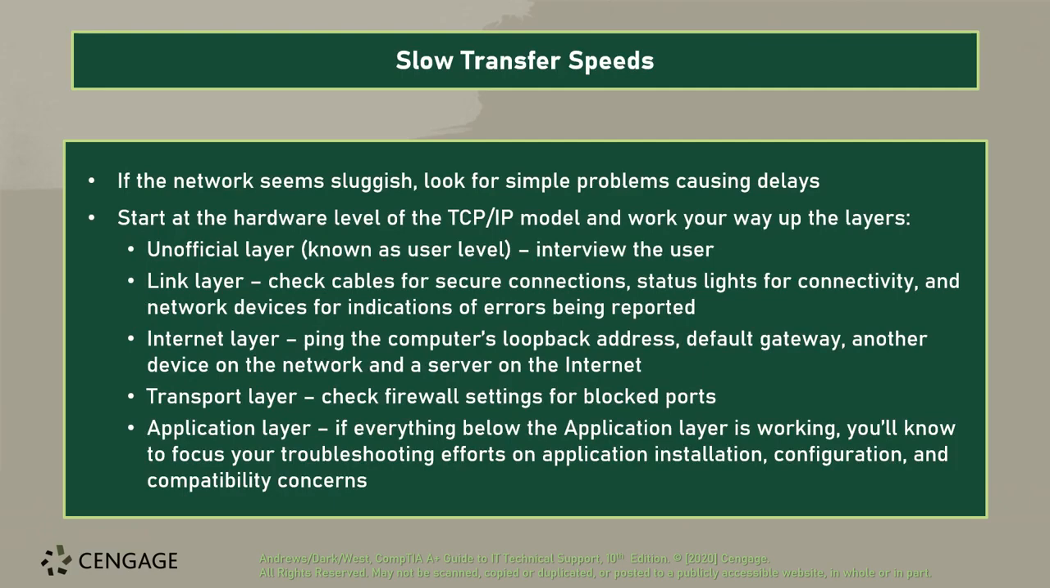Now, if your network seems like it's slow, let's go ahead and start at the hardware level and work our way up. Unofficially, the user level, layer 0. Link layer, this is going to essentially be checking cables, checking lights. Internet layer, that's when you test ping. Transport layer, go ahead and check your firewall. And then application layer, what I often find is that there's something wrong with the firewall. That's really the most common if I get up that far.